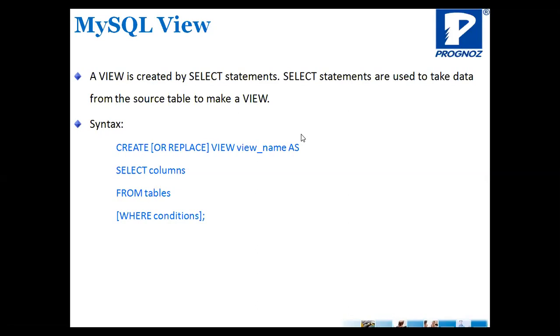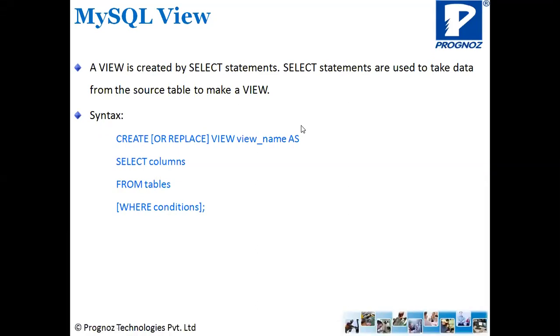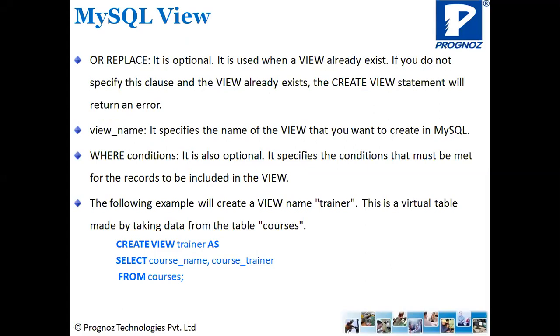For creating a view, we have a simple syntax: create or replace view name as select, and whatever select command you have to provide, like select star from table where condition, join query, subquery, anything we can provide with the help of view. At the time of using create view, the syntax is create or replace view. The or replace option can be used when the view already exists and you want to do some modification within that view. If we do not specify this clause and a view already exists, the create view statement will return an error.